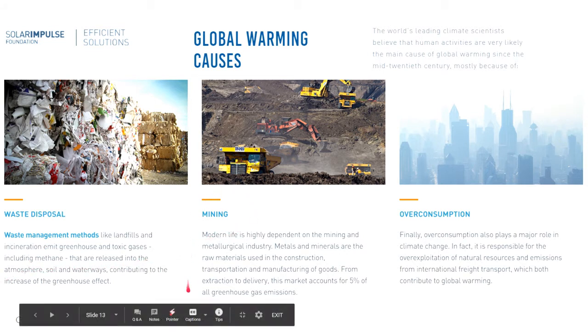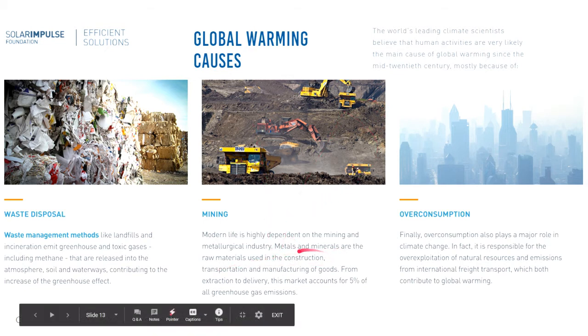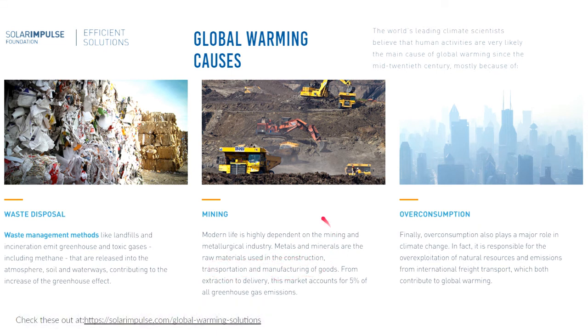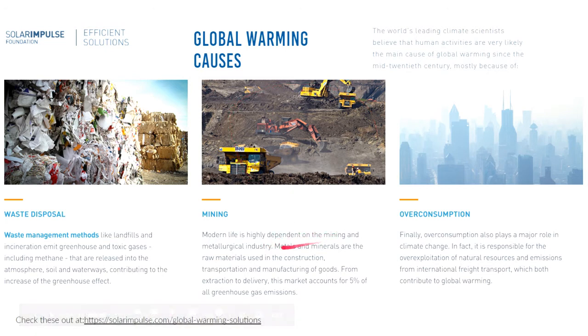Another will be mining. So modern life is highly dependent on mining and metallurgical industries. Okay, so we dig up rocks and minerals and metals from the soil and from the earth, and then metals and minerals are raw materials in construction, transportation, and manufacturing goods. So mining of earth materials accounts for 5% of all greenhouse emissions.